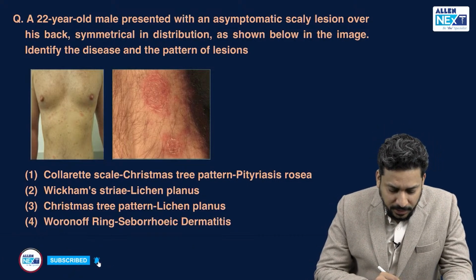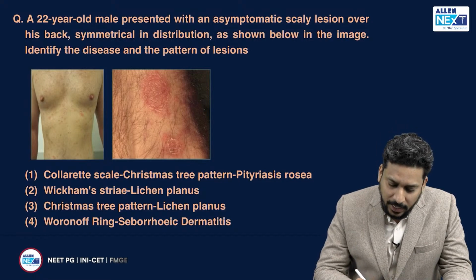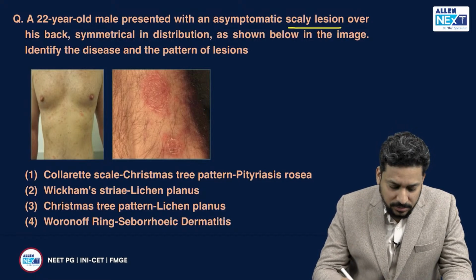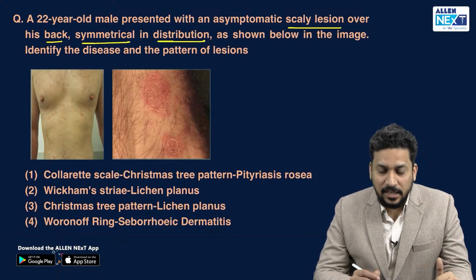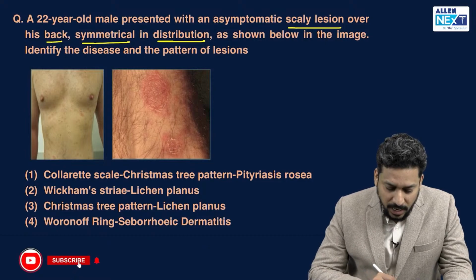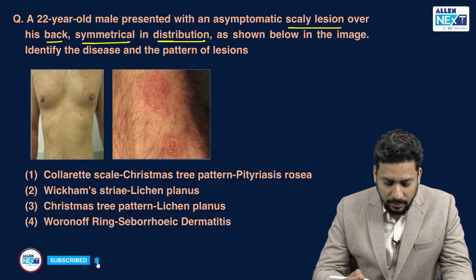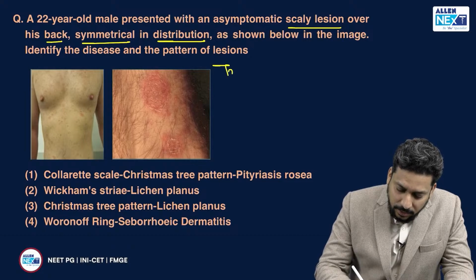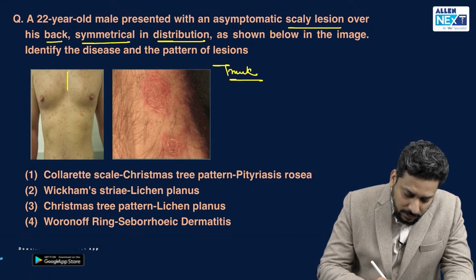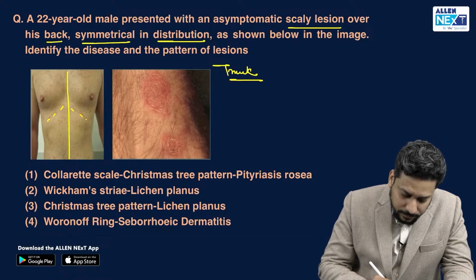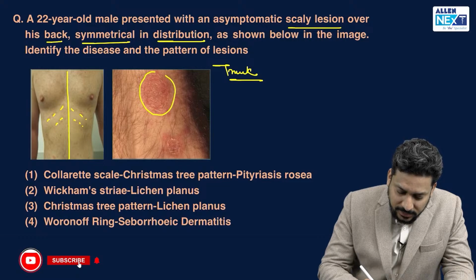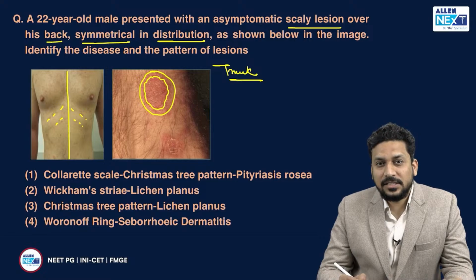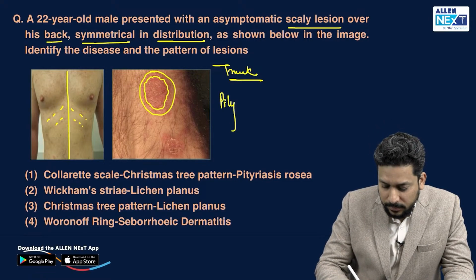Here they are saying that a 22-year-old male presented with asymptomatic scaly lesions over his back, symmetrical in distribution. So the distribution of these scaly lesions is symmetrical as shown below in the image. Identify the disease and the pattern of the lesion. Now if you see, there is trunk involvement and over the trunk the lesions are symmetrical. And if you closely see these lesions, there is one erythematous lesion and it is having scaling at the periphery. So all these points are suggestive of which condition?